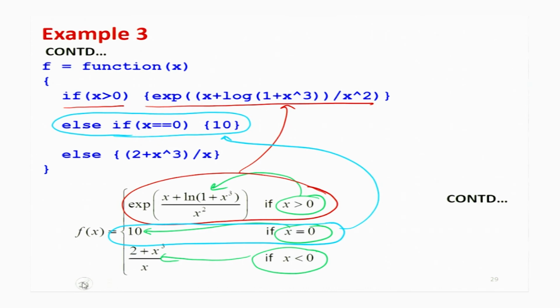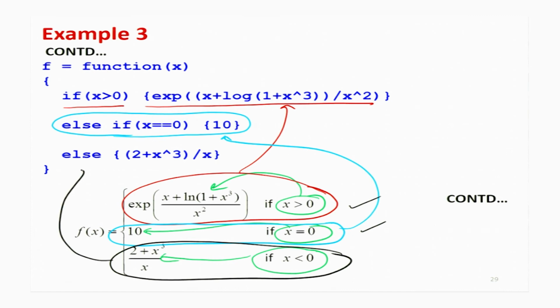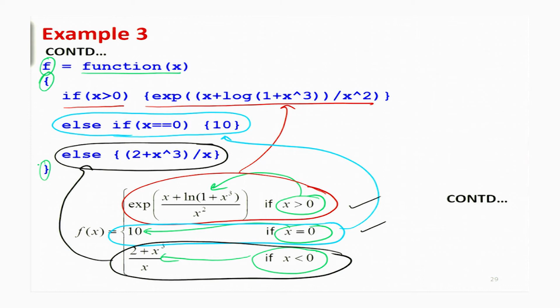And now finally, the third option here: if the first two conditions are not correct, then obviously the third condition is going to be correct, and then it comes under else, 2 plus x cube upon x. And all these things I have enclosed in the function name f. So I write down here f is equal to function within parenthesis, then put variable x, and I write down all these 3 commands inside the curly bracket. But now here you have given the program to compute the fx.